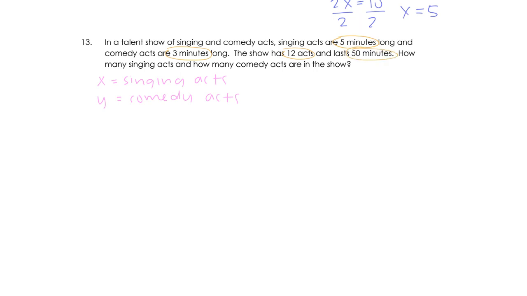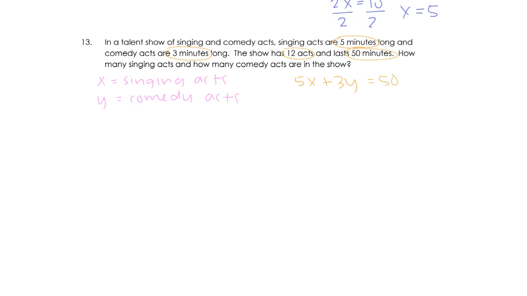I do see that I have 3 different minute numbers. So I'm going to put all of those together. So 5 minutes for a singing act would be 5 times X. And then 3 minutes for a comedy act would be plus 3Y. The entire show was 50 minutes. So that's my first equation.